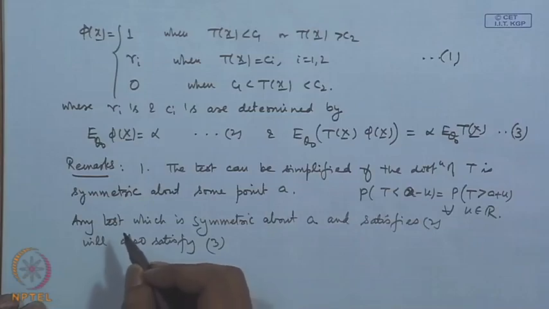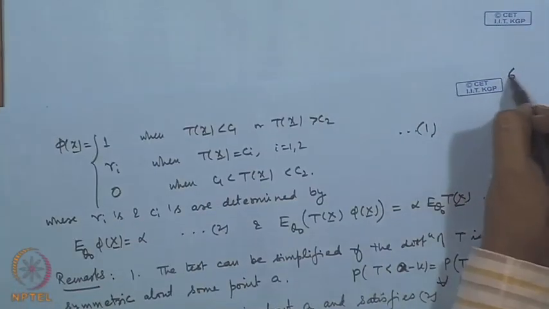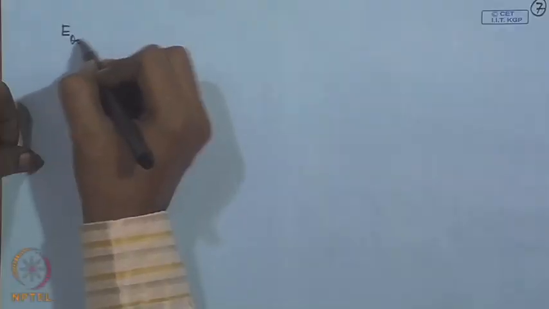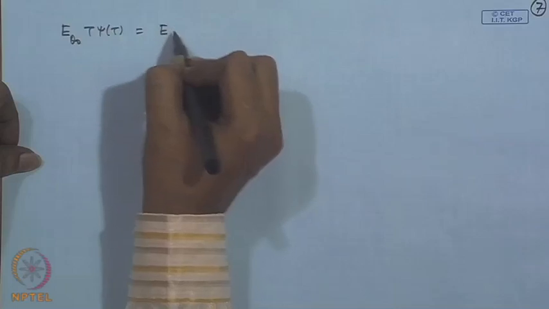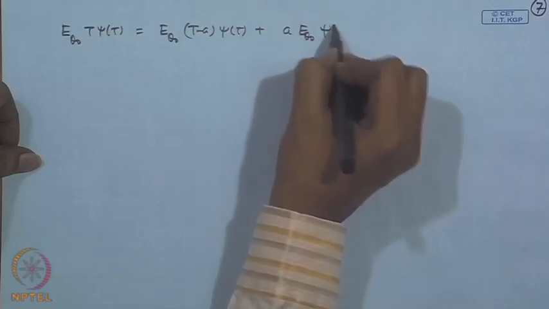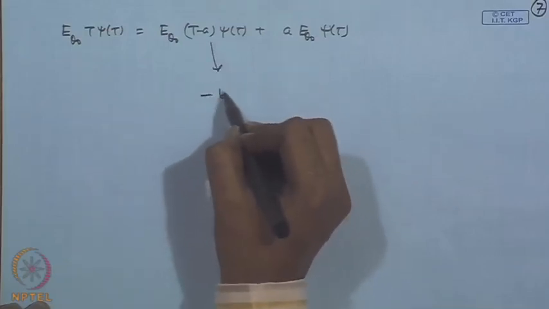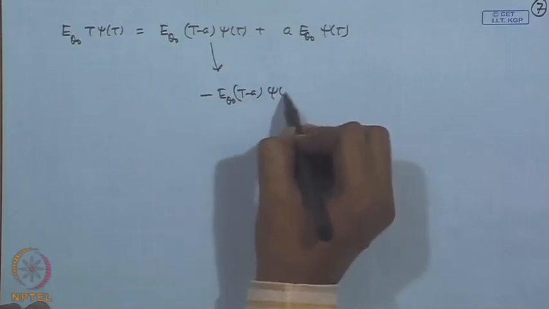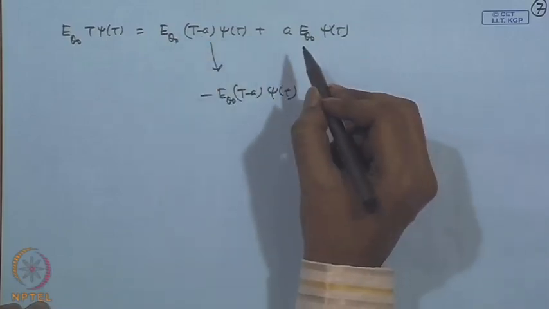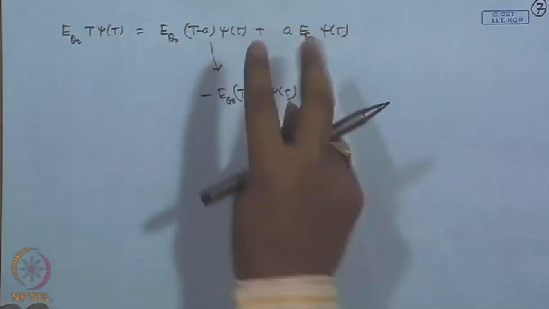So, let me just give it here. For example, you may consider here, so we can actually show that this value is equal to minus expectation theta naught of T minus A psi T. That means this is actually equal to 0. So, if this is equal to 0, then this will become equal to 0. That means this condition becomes this condition. So, it is automatically becoming true.